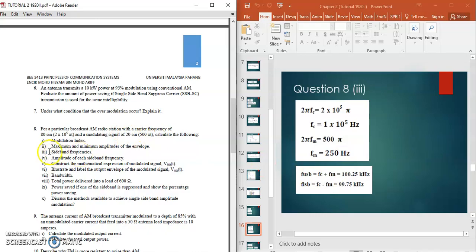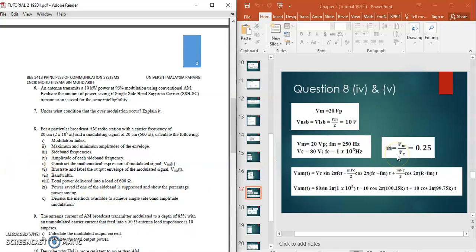Now, how about the sideband frequencies? We want to know the sideband frequencies. You know fc, right? Everything you found from the frequency you put here, and then you do the analysis and find fc, fm, the upper sideband and the lower sideband. Complete. Now part 8-4, the amplitude of each sideband frequency.